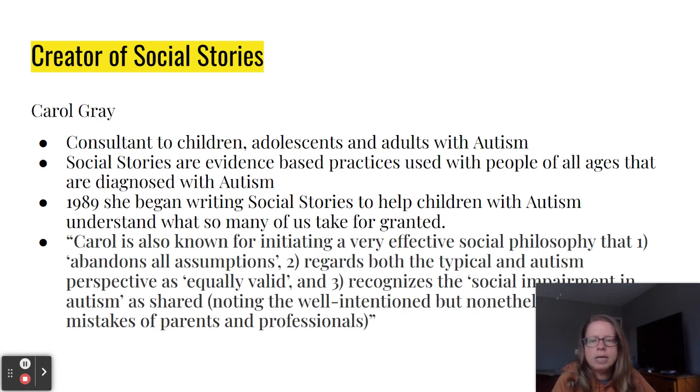In 1989, she began writing social stories to help children with autism understand what so many of us take for granted. Carol is also known for initiating a very effective social philosophy that one abandons all assumptions, two regards both the typical and autism perspectives as equally valid, and three recognizes a social impairment in autism as shared, noting the well-intentioned but nonetheless important mistakes of parents and professionals.